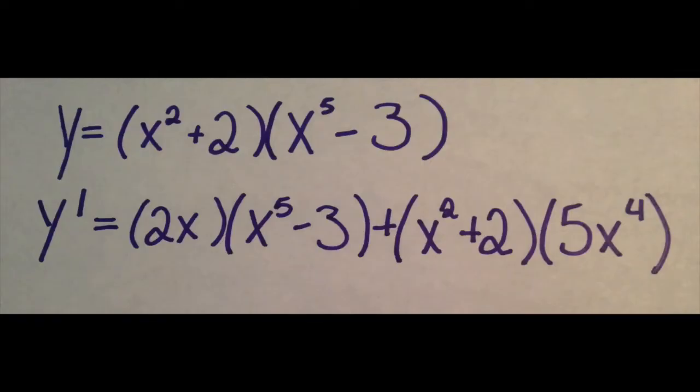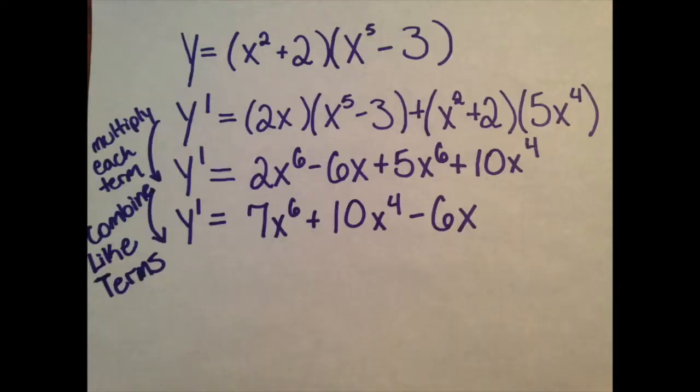y prime equals 2x times the quantity x to the fifth minus 3 plus the quantity x squared plus 2 times 5x to the fourth. Take note that this was labeled y prime. If you don't label it y prime, you'll end up living in a van down by the river.